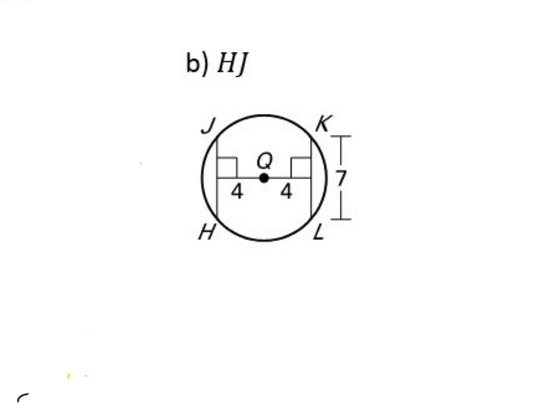For this next example, I'm looking for HJ. So I'm looking for the length of this chord over here on the left. Now, if you notice, the distance from the center to that chord is 4. Well, the distance from the center to this chord on the right is also 4. And this chord on the right is 7, which tells me that JH must be 7.